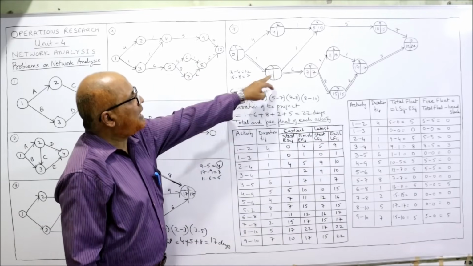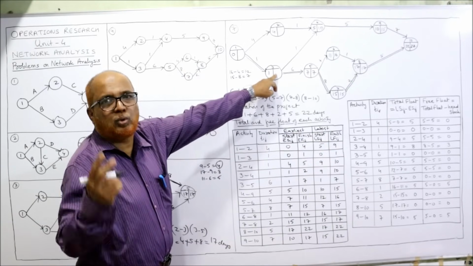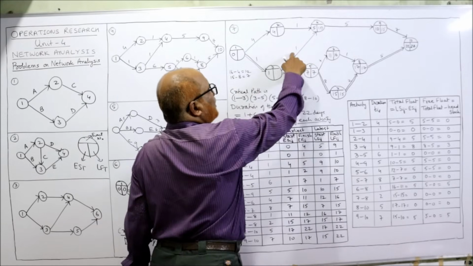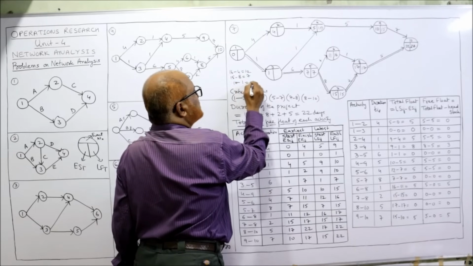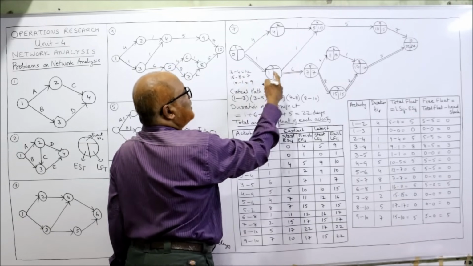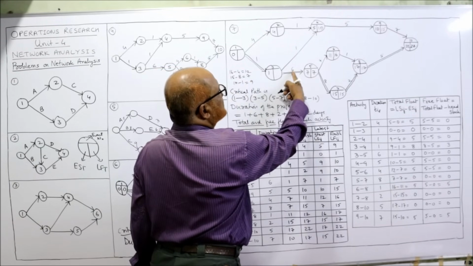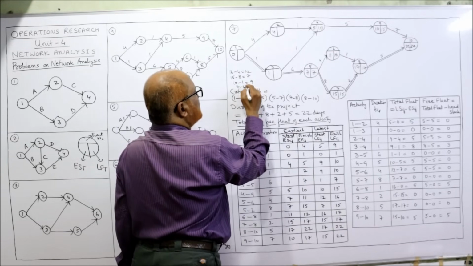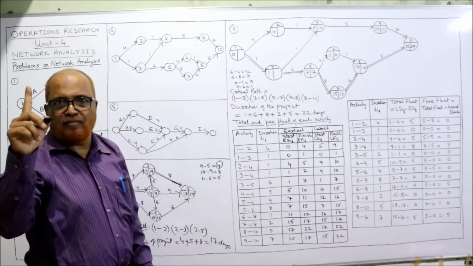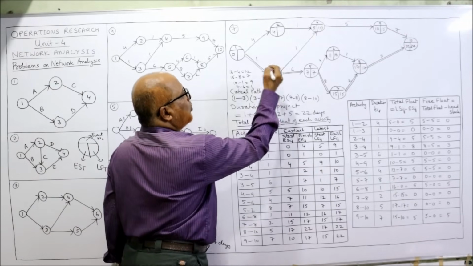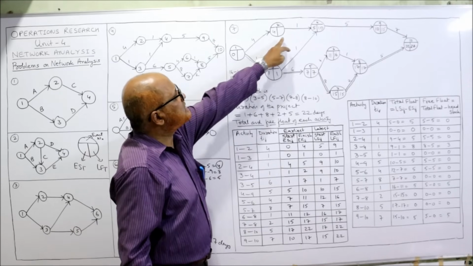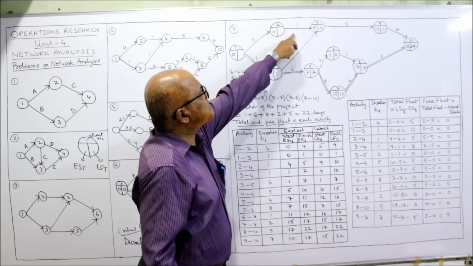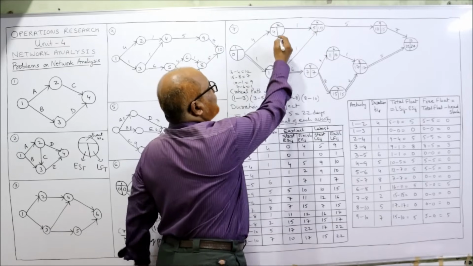Right? Now how many arrows are bursting from this third event? Two arrows are bursting. Again we take the minimum. So 10 minus 1 is equal to 9. Right? Then here 7 minus 6 is 1. Whichever is lower, 1 is lower. So I have taken 1. Now how many arrows are bursting from here? Only one arrow is bursting. So 10 minus 1, 9.